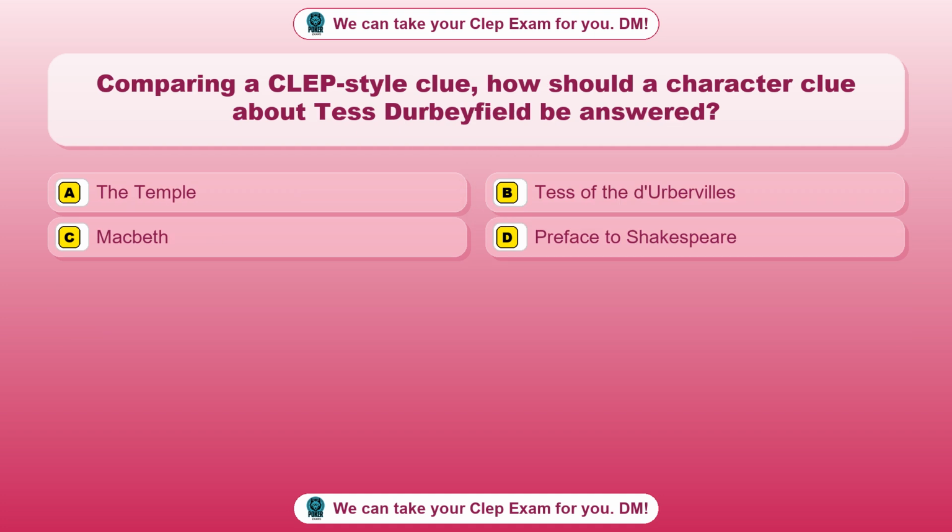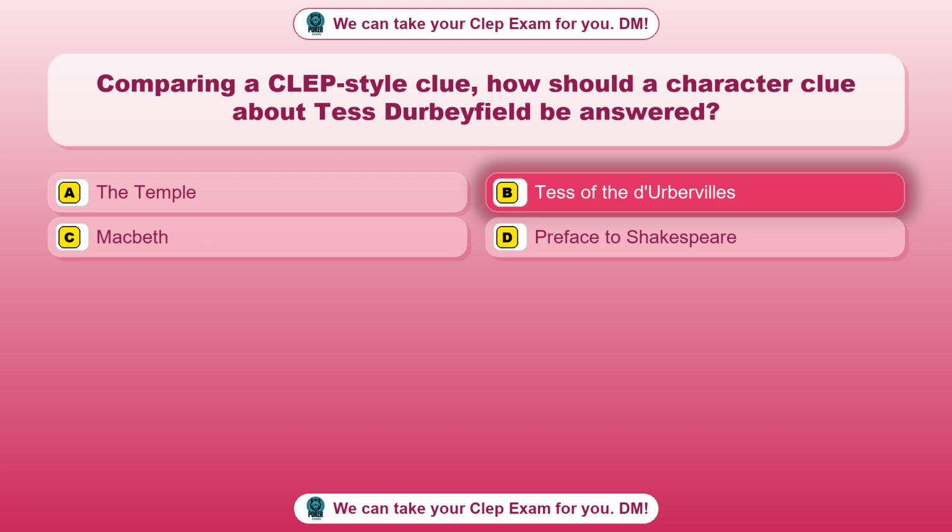Question 63. Comparing a CLEP-style clue, how should a character clue about Tess Durbeyfield be answered? Option A. The Temple. Option B. Tess of the D'Urbervilles. Option C. Macbeth. Option D. Preface to Shakespeare. The correct answer is option B, Tess of the D'Urbervilles.